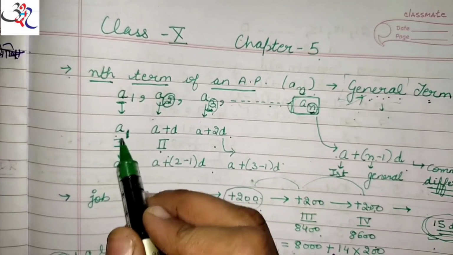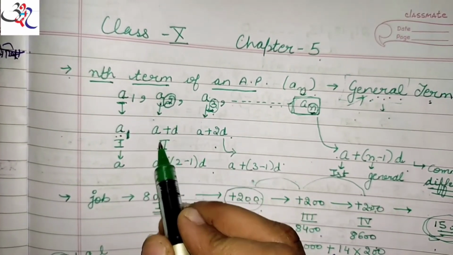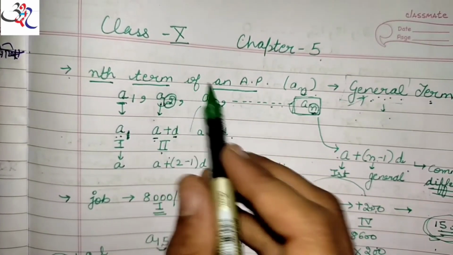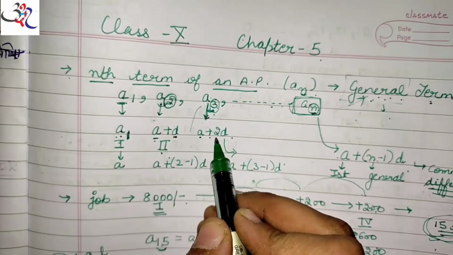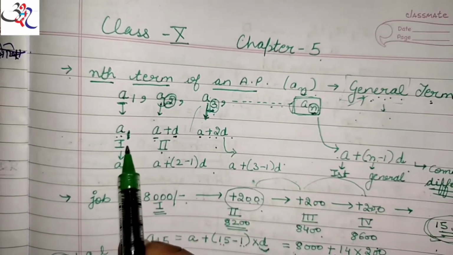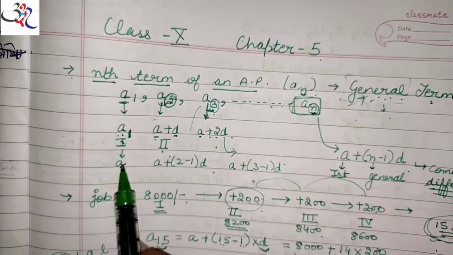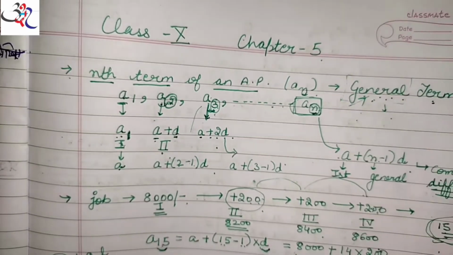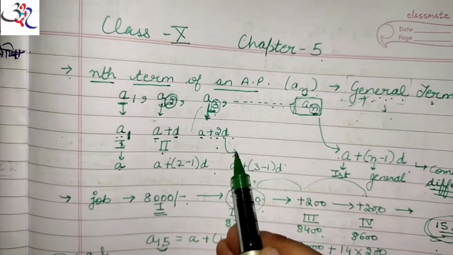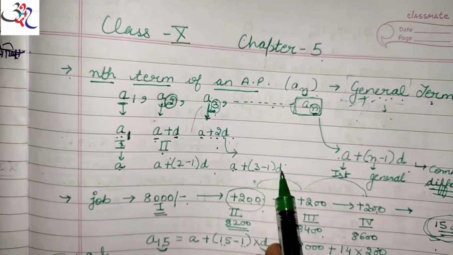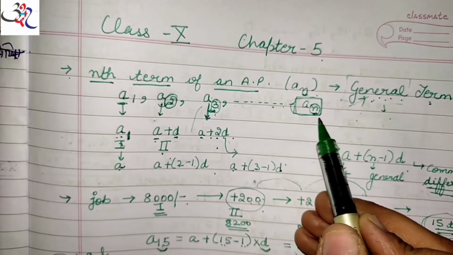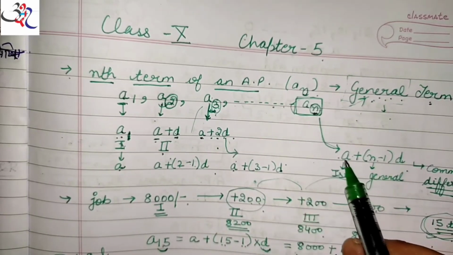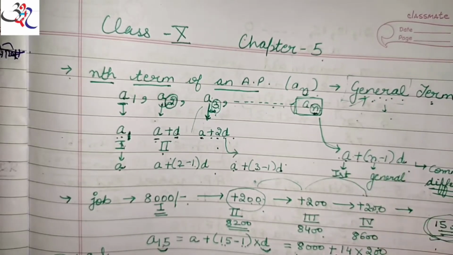Okay, so now a1 is represented by a, and a2 is represented by a plus d, as I have told you. Then to find the next term in the AP, we write a plus 2d. So if I write it like this, a plus d can be written as a plus 2 minus 1 into d, and a plus 2d is a plus 3 minus 1 into d. Similarly, I can say that the nth term, an, will be equal to a plus n minus 1 into d.